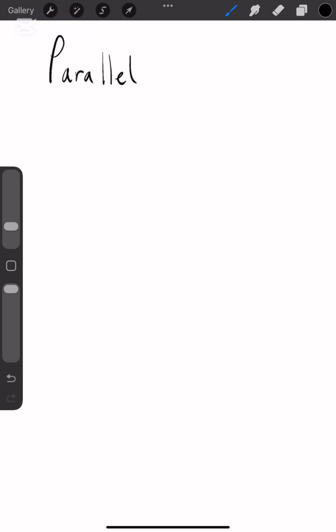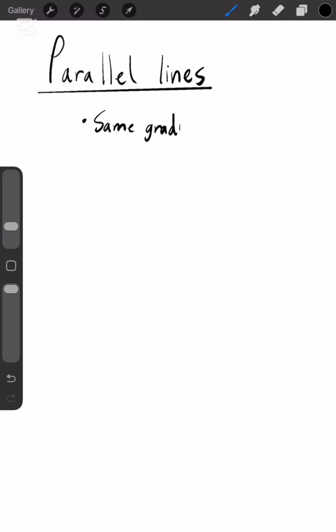Moving on, we have to tackle parallel lines. So parallel lines essentially have two characteristics. Same gradient, but a different y-intercept.